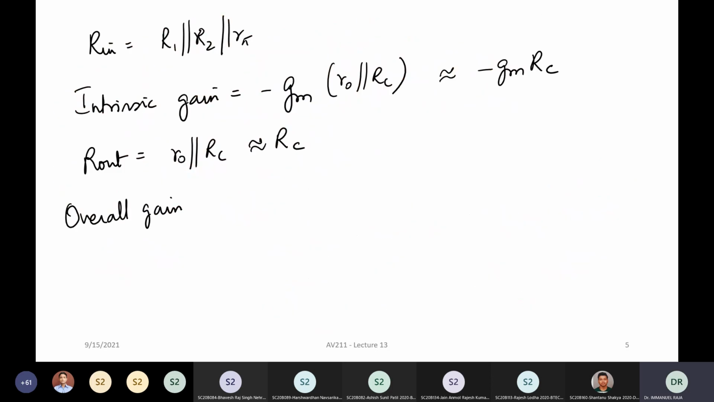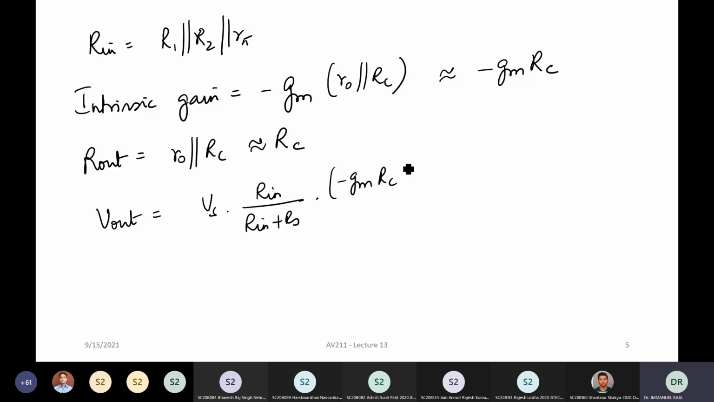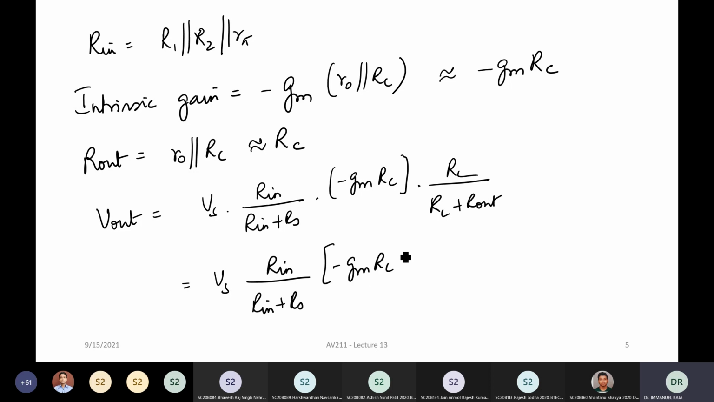Or let's say, first let us write the overall output. The actual V out can be written as what? First of all, Vs into Rin divided by Rin plus Rs multiplied by the intrinsic gain, which is minus Gm times Rc, correct? And this, of course, has to be, there is an output between, you have the RL divided by RL plus R out. Now, what will this result in? You have Vs Rin divided by Rin plus Rs into minus Gm Rc. This is nothing but Rc, right? You have RL divided by RL plus Rc, correct?